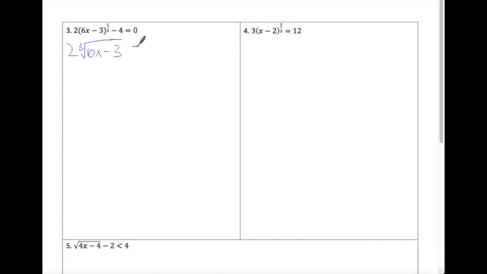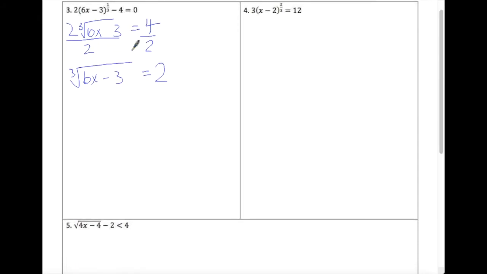And if it's okay with everyone else, I'm going to add 4 to the other side. So 2 times the cube root of 6x minus 3 is equal to 4. And here we can solve it like any radical equation. We want to isolate the radical. So the cube root of 6x minus 3 equals 2. And then the opposite of the cube root is to cube something. So I'm going to cube both sides. So 6x minus 3 equals 8.